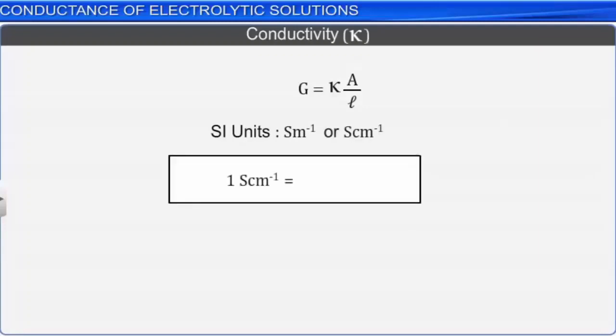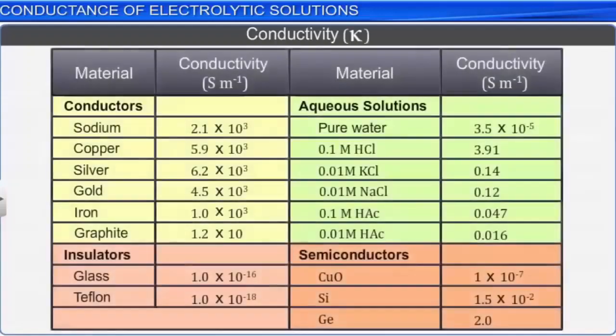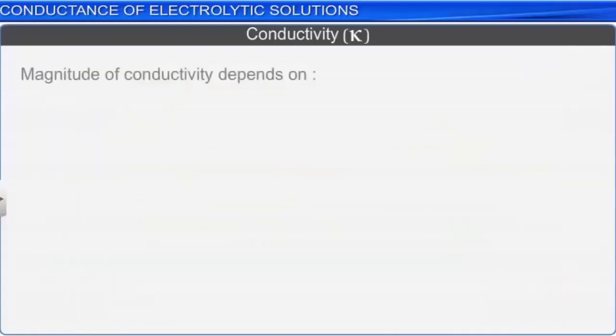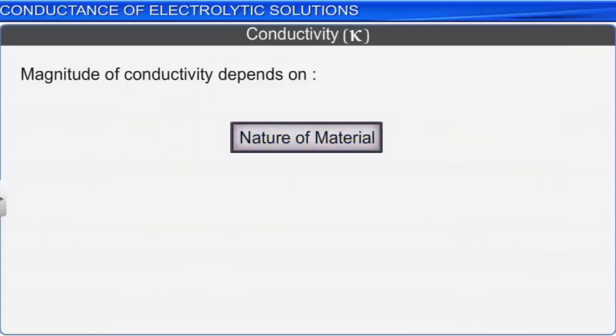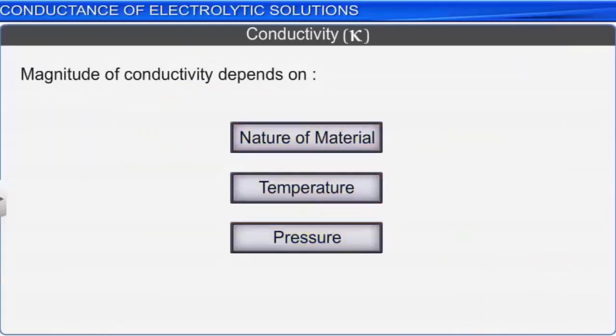The magnitude of conductivity varies greatly as shown in the table. It depends primarily on the nature of the material, although temperature and pressure can also affect conductivity. Depending on the magnitude of their conductivity, materials are classified into conductors, insulators, and semiconductors.